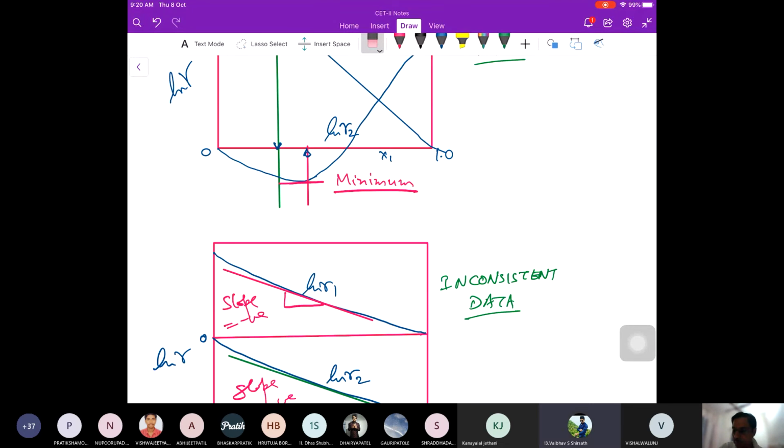The second derivative should be considered. For a maximum, the second derivative should be negative, and for a minimum, the second derivative should be positive. This is from maths, right?